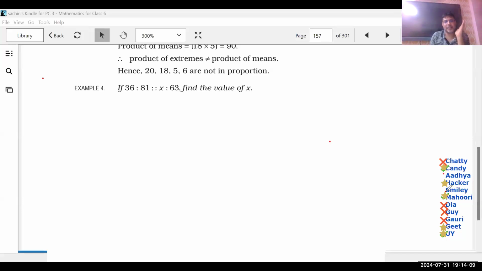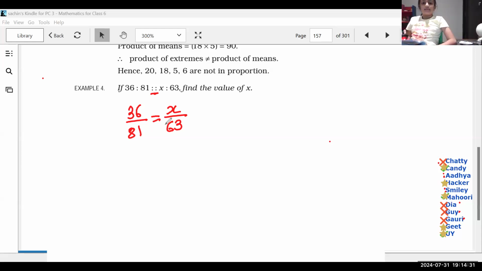Adya and Smiley, guys, send your answer. Sir, I did not understand this question. So, guys, if the ratios are equal, then it becomes a linear equation question, nothing else. Is this okay with you, Diya, Guy, Gauri, Smiley, Adya, Chatty? Is this equation okay with you?